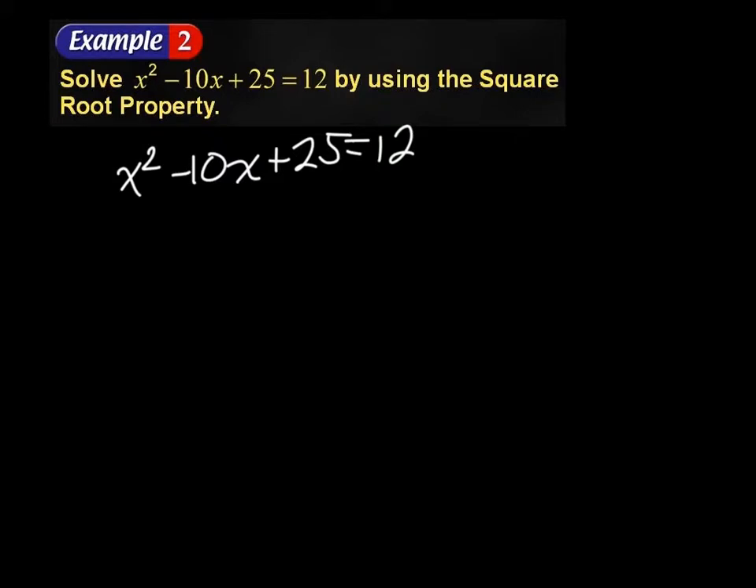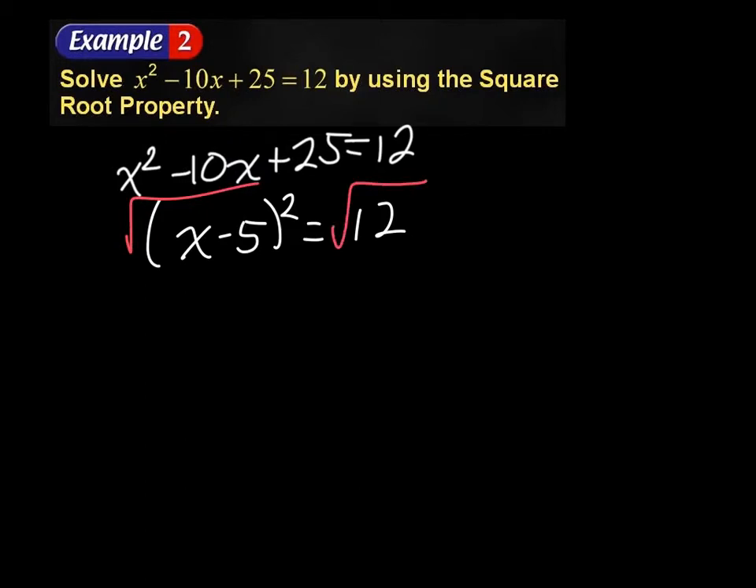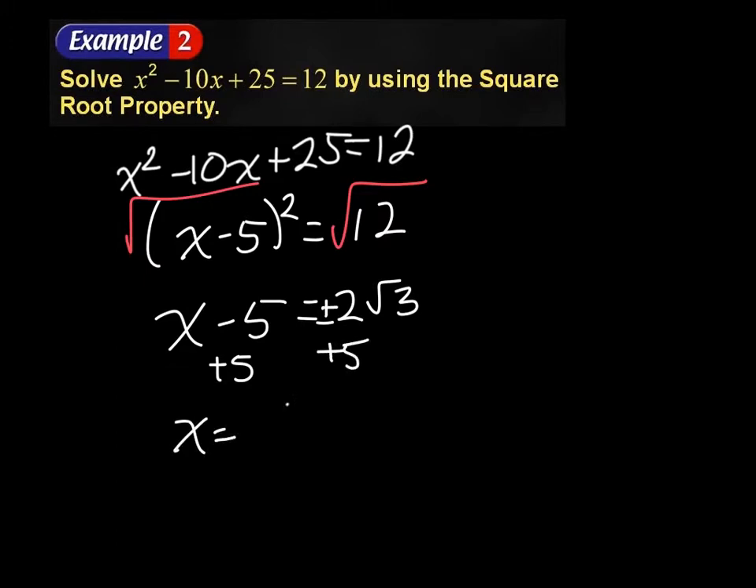Once again, the left side is a perfect square, x minus 5 squared, and unfortunately 12 is not. So when I go to take the square root of both sides, the square root of x minus 5 squared is just x minus 5. The square root of 12, well, we can simplify it to 2 square root of 3. And then I'm going to add 5 to both sides, not forgetting my plus or minus. So I've got x equals 5 plus or minus 2 square root of 3. That would be the exact answer.